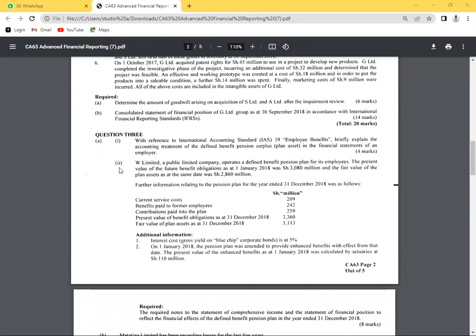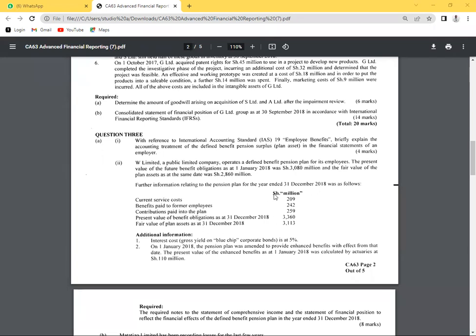So we are told here, question 2, W Limited, a public limited company, operates a defined benefit pension plan for its employees. The present value of the future obligations as at the beginning of the year is 3080, and the fair value of the plan asset as at this date is that. So they've given us the asset brought forward and the obligation brought forward. Good examiner. Further information relating to the pension plan for the year ended 31st December 2018 was as follows.